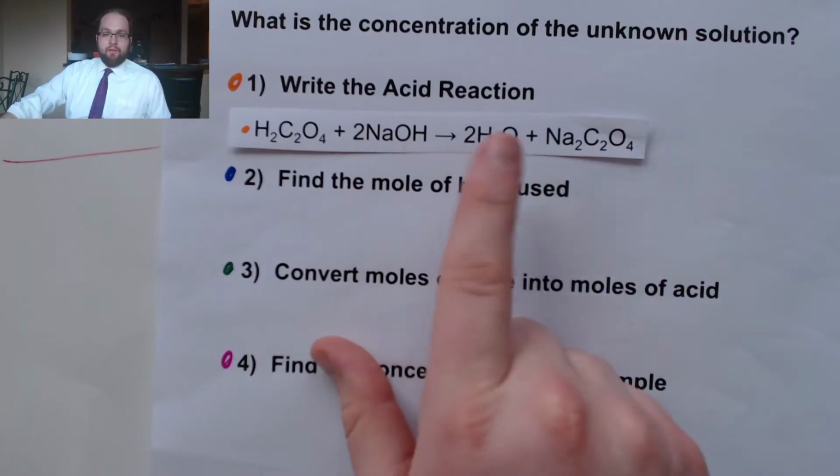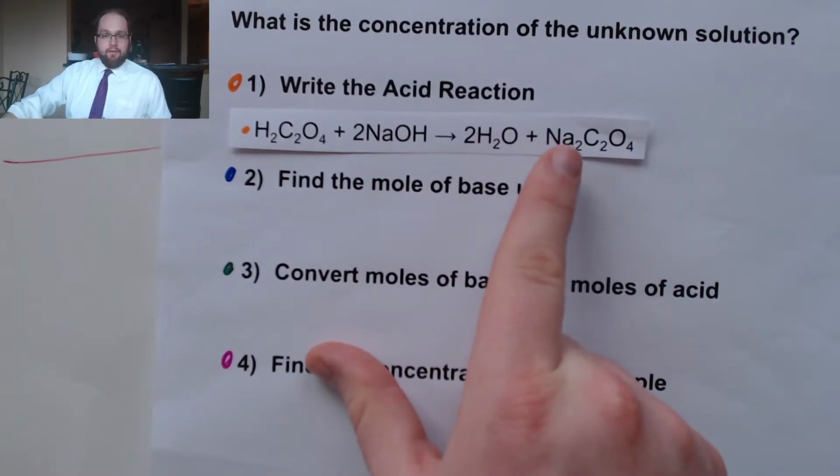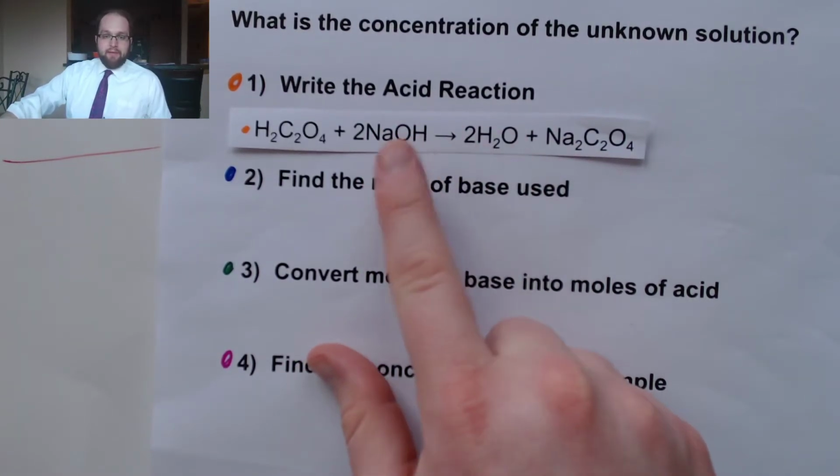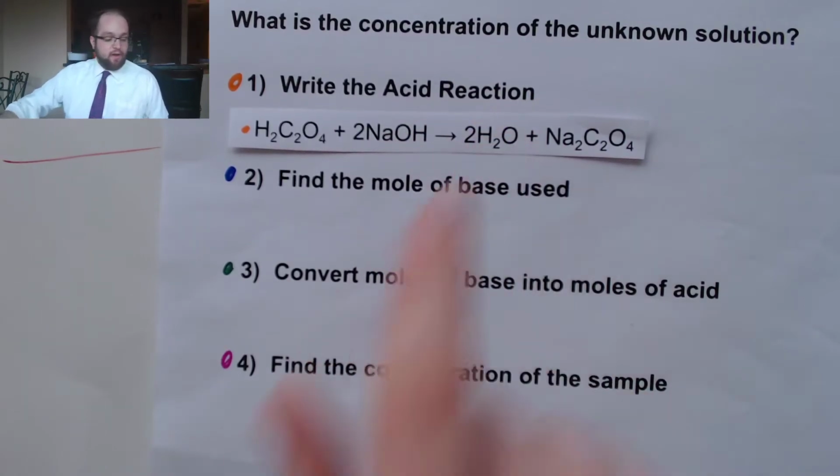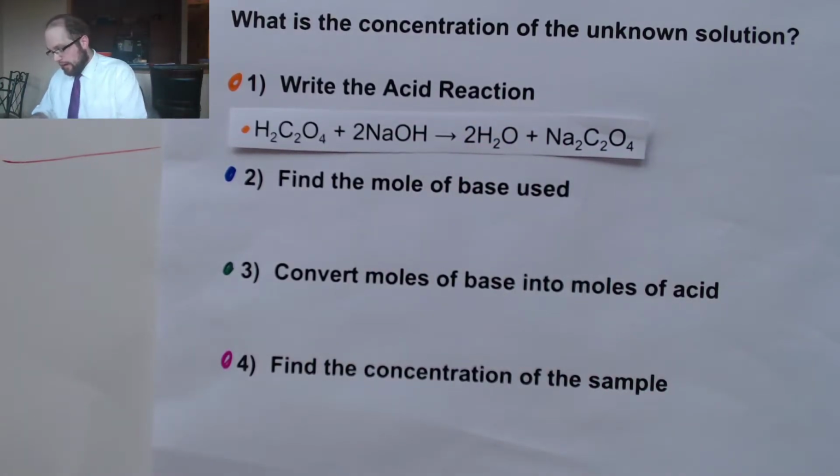We're going to react with sodium hydroxide to make water and our salt in this case. Notice that we did need to balance this reaction. We needed 2 sodium hydroxides and 2 waters. That's going to be important as we move into some other steps.